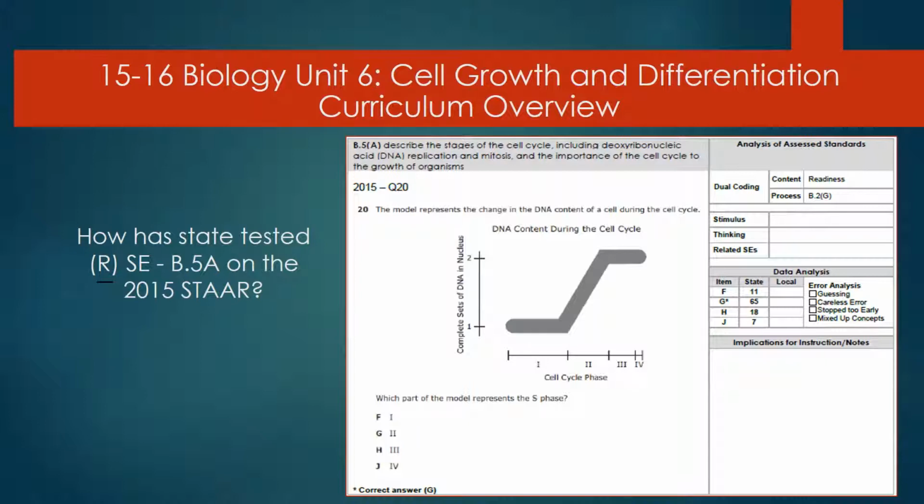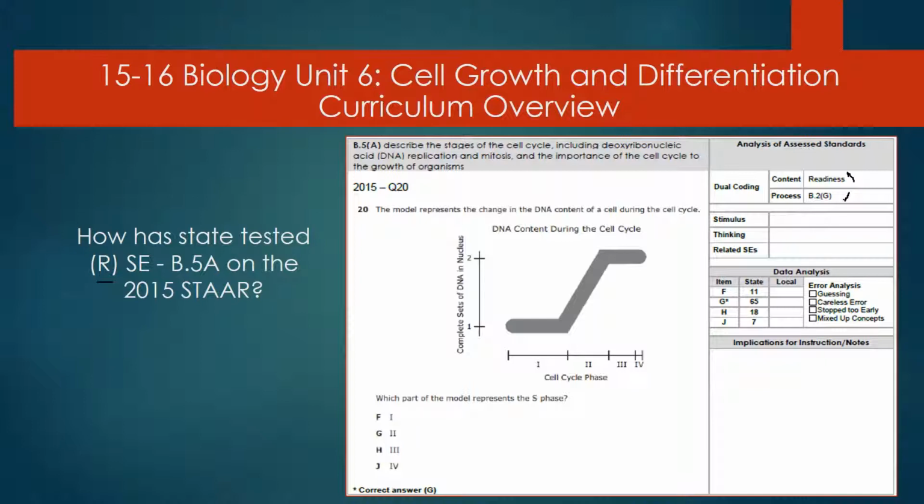And so looking at B5A, we're focusing on describing the stages of the cell cycle, including deoxyribonucleic acid, DNA, replication and mitosis, and the importance of the cell cycle to the growth of organisms. And as we see here, this is a readiness standard, and it involves utilizing the processing skill 2G, where they have to interpret a graph or some type of data.